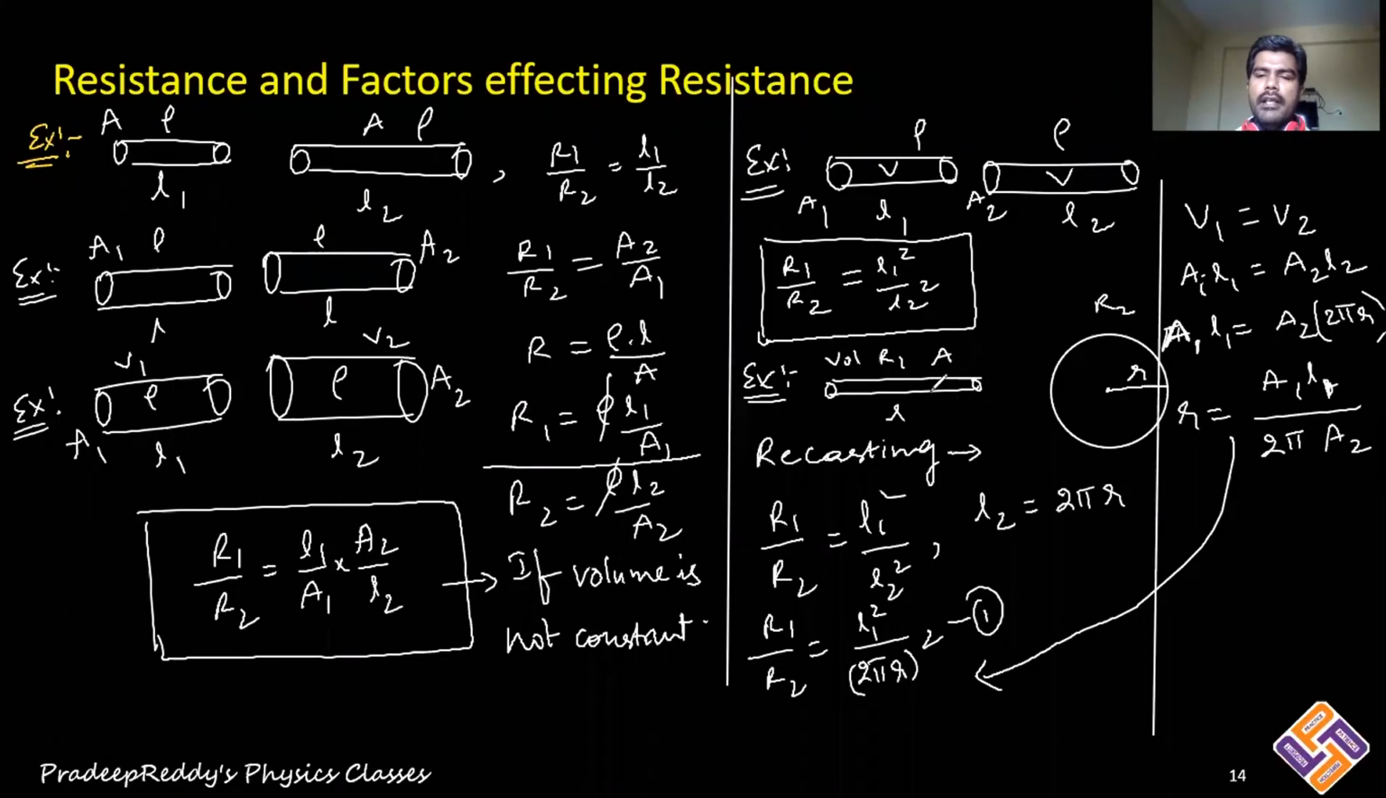Say for example, the area of cross section after squeezing has been halved. In such case, A2 will be equal to half of A1. Then how do you write R? R will be A1 L1 by 2 pi, and A2 can be written as A1 by 2. This 2 gets cancelled. It is L1 divided by pi. Take this R and substitute in equation 1, so that you can find R1 by R2. That means you can find the resistance before recasting as well as after recasting. The ratios can be calculated easily.